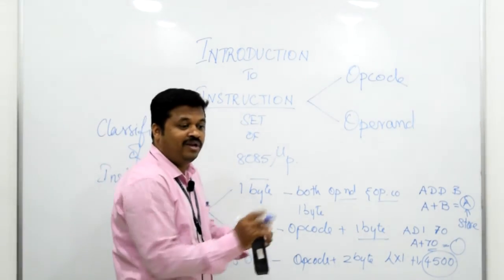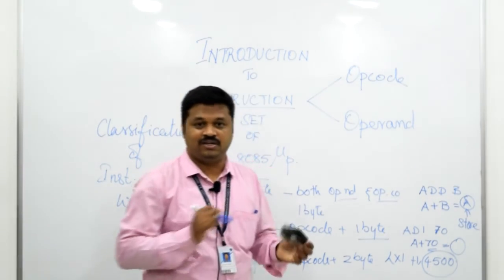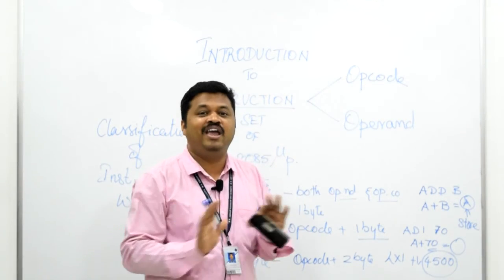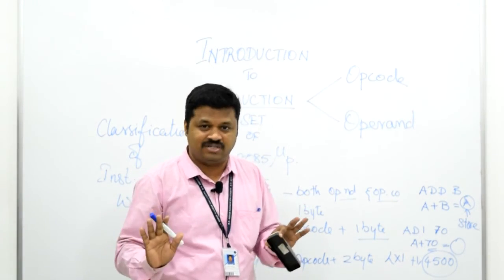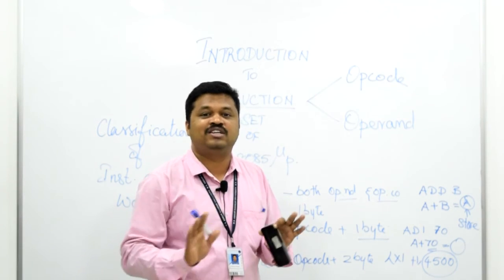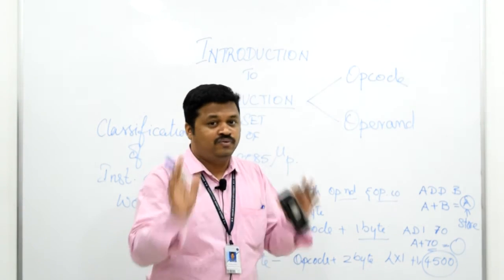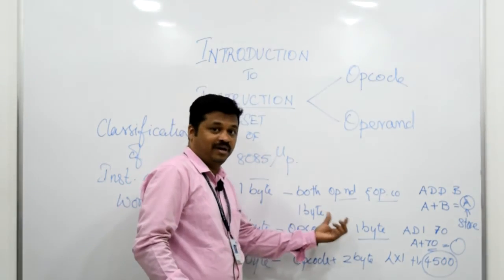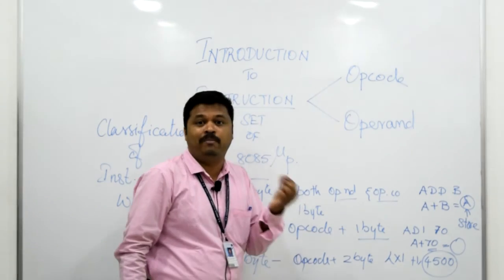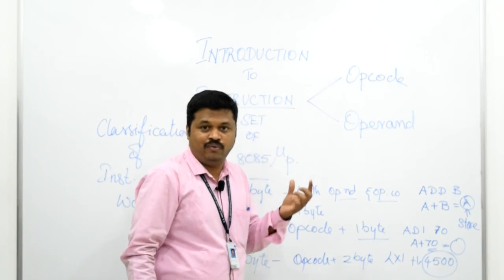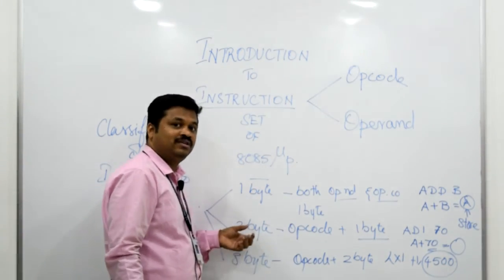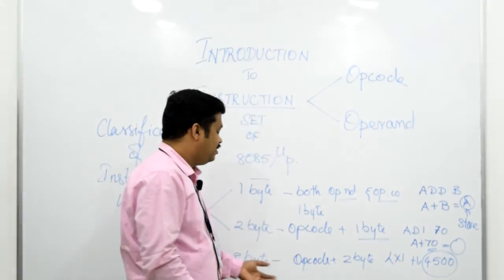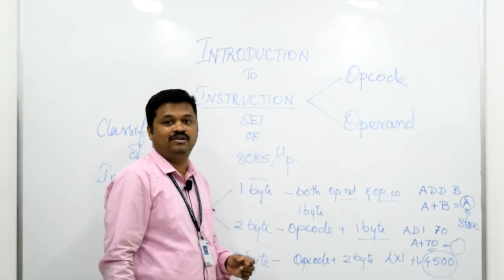If I want to put it in a very simple manner for you to remember easily, look into any instruction. If the instruction does not have any numbers in it, you call that instruction a 1 byte instruction. If you see a number and the size of the data is only 1 byte, it belongs to a 2 byte instruction. And if you see the same data which is of size 2 bytes, it is a 3 byte instruction.